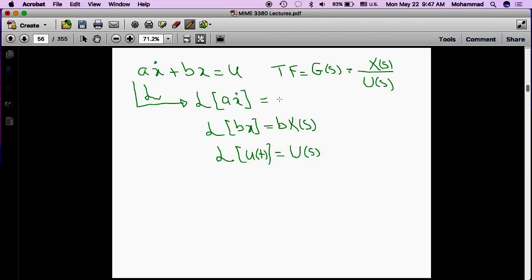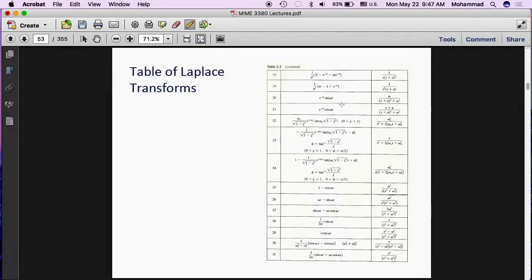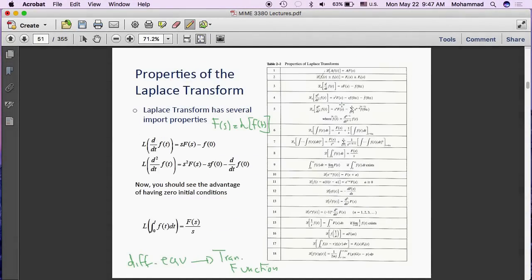And this becomes a Laplace transform of x dot of t. Do we know what the Laplace transform of x dot is? That was one of the properties that we just reviewed. So let me bring it up again. This was the main property.